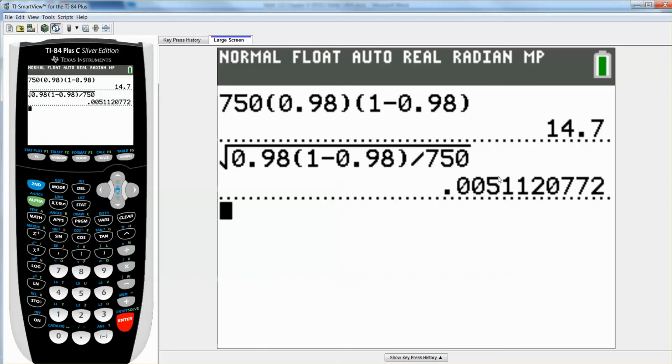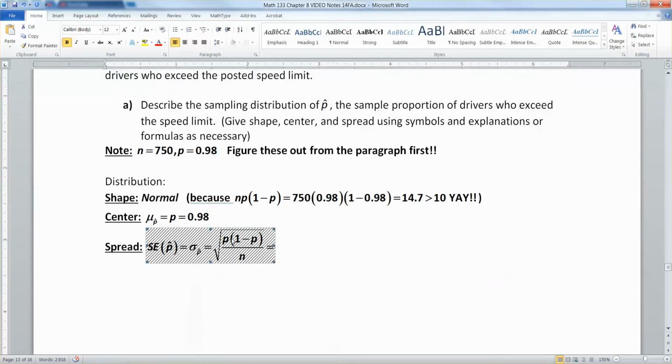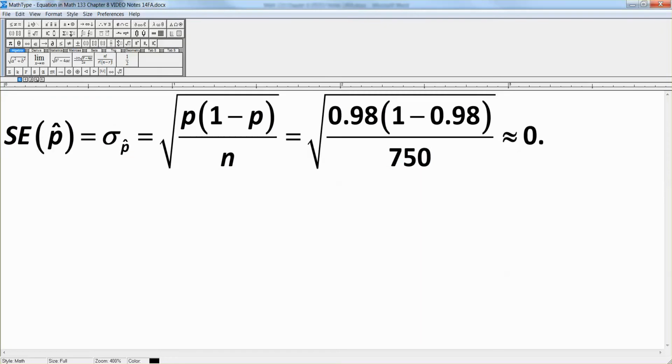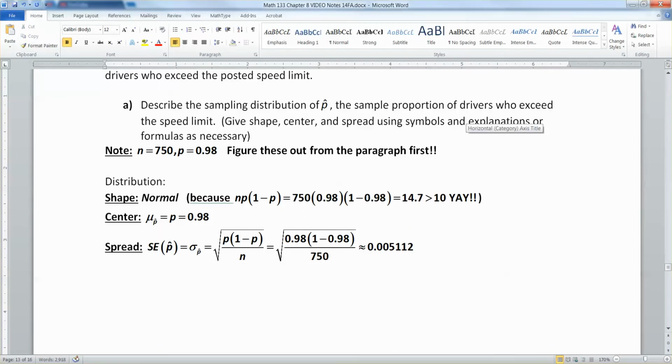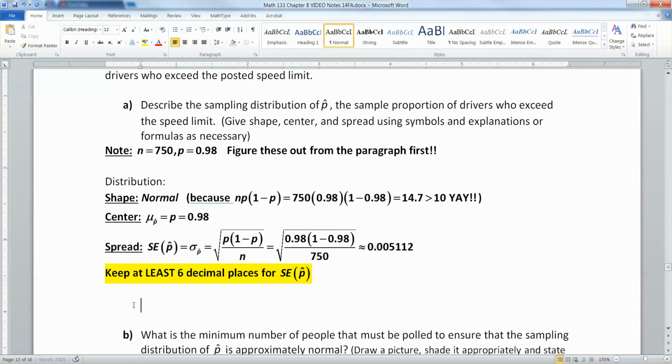And I get 0.005112. And remember, we want to keep at least 6 decimal places. So 0.005112. And then make a note, keep at least 6 decimal places. If I could get it to highlight there. For the standard error, there we go, for the standard error of p hat. All right, so that's the distribution.